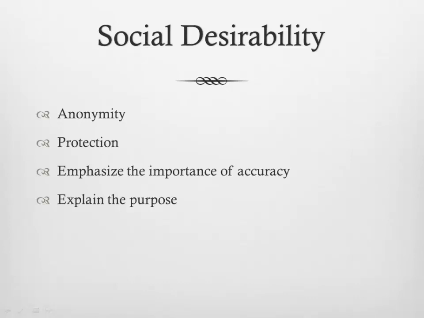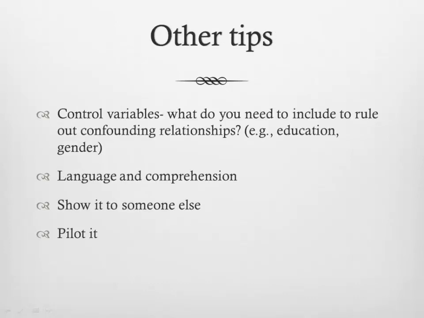Emphasize the importance of accuracy in responding, so that people know it's important that we have the true and accurate answer. And then also explaining the reason that you're asking these questions may make people more willing to provide the accurate and honest response. Some other tips include when you're developing a survey questionnaire, remember to consider control variables. Remember to gather information that you will need that will allow you to rule out confounding relationships.